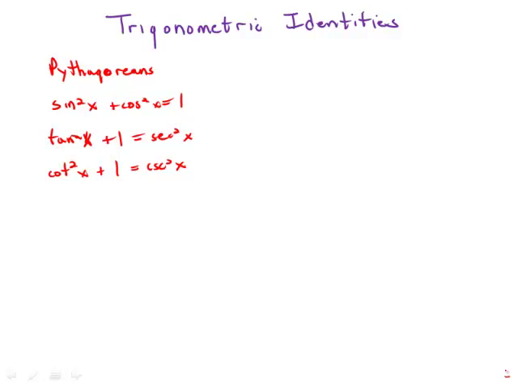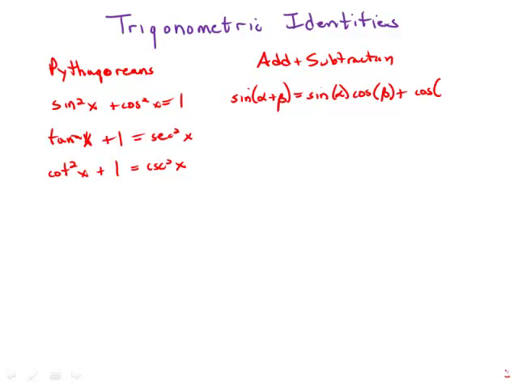The next category are the addition and subtraction formulas when you're adding angles. So for example, sine of alpha plus beta is sine alpha cosine beta plus cosine alpha sine beta. And if we made that a negative instead of a positive, we would just make that a negative also.